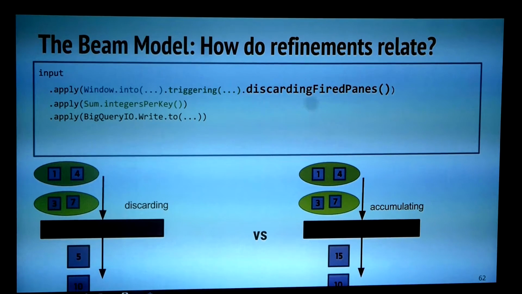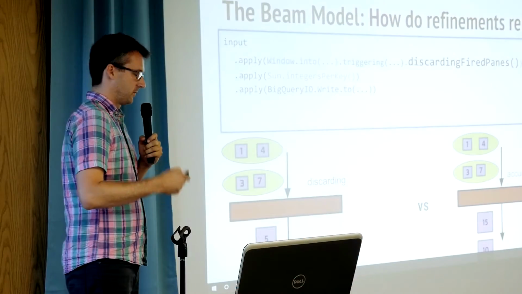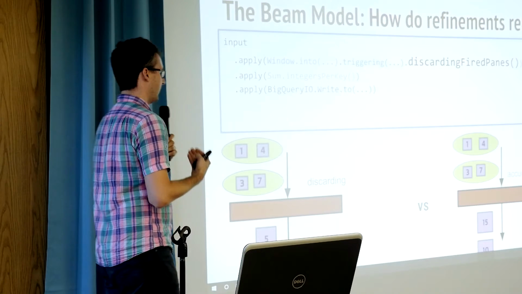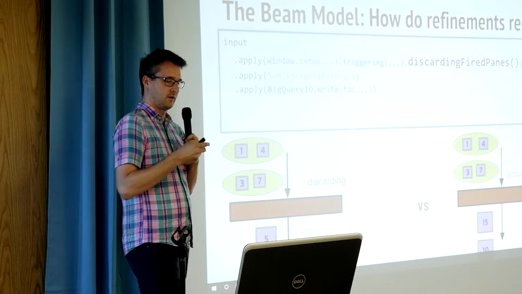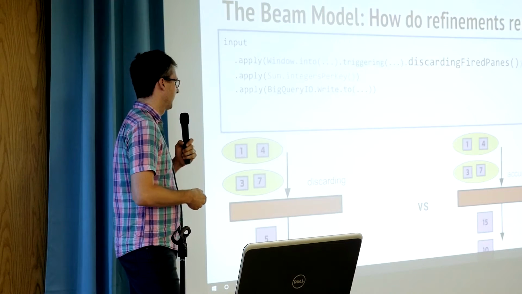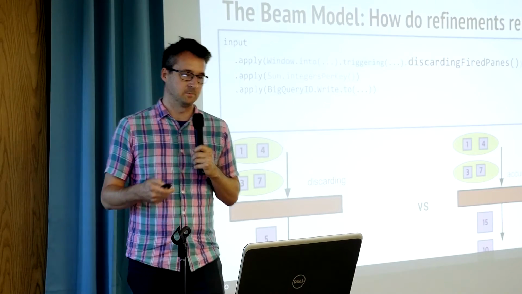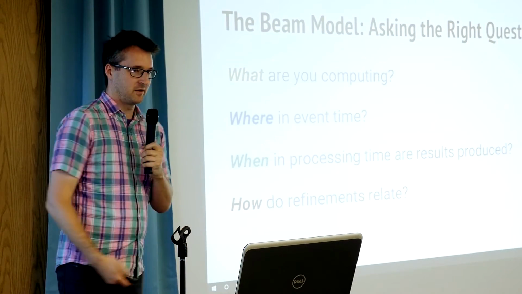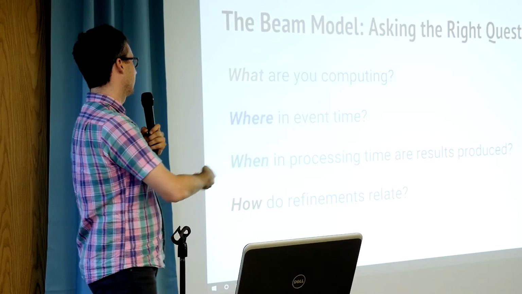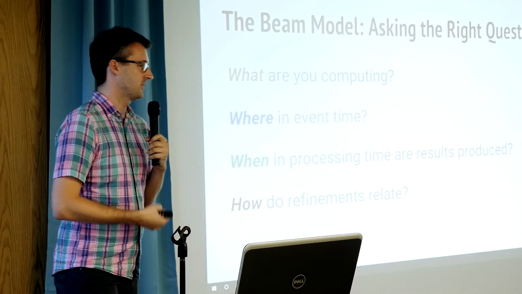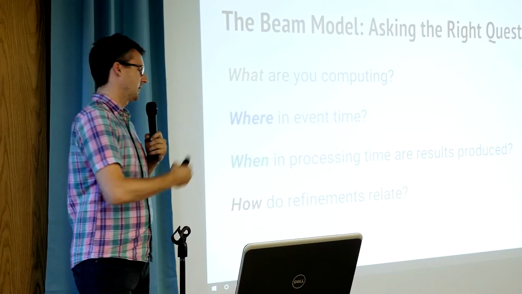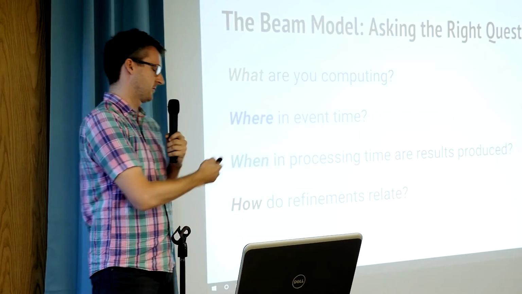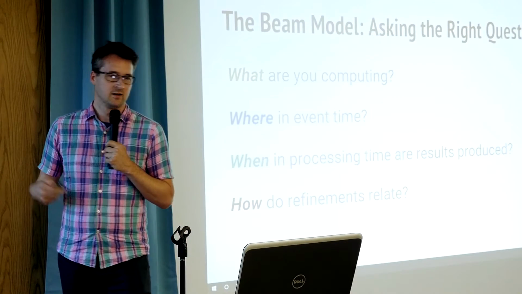So that is just the briefest overview of how you need to think about how multiple triggering transforms, how the refinements of your output relate. So if you do remember one thing about the Beam model, remember these questions. What are you computing? Where in event time is your data, and how do you want to look at it? When do you want results to actually be produced? And if you're producing results more than once per window, how do those refinements relate? This is the high level.